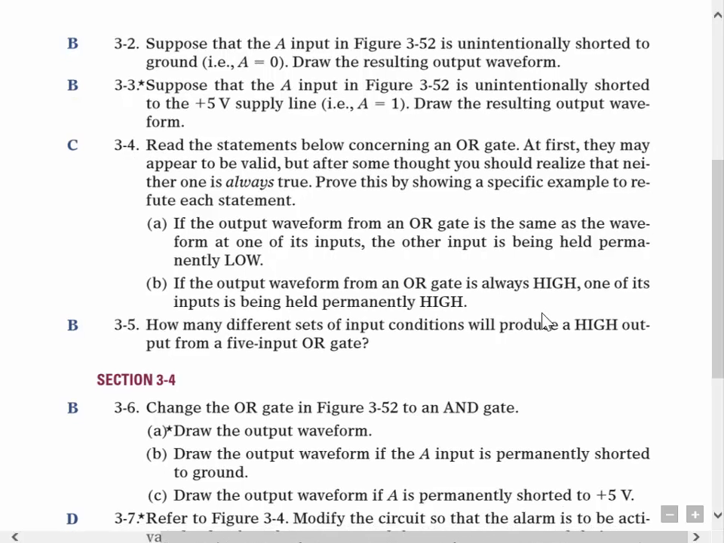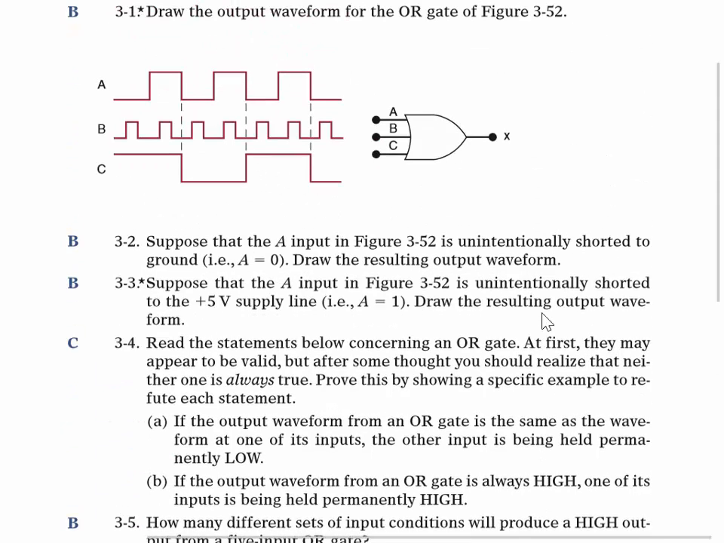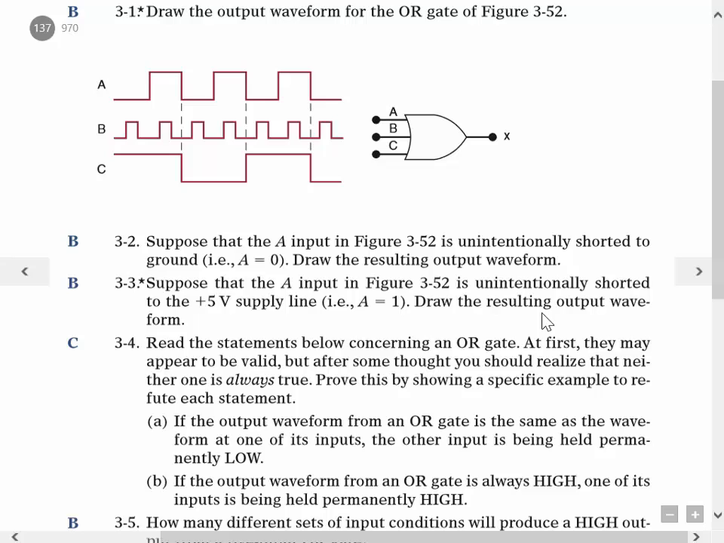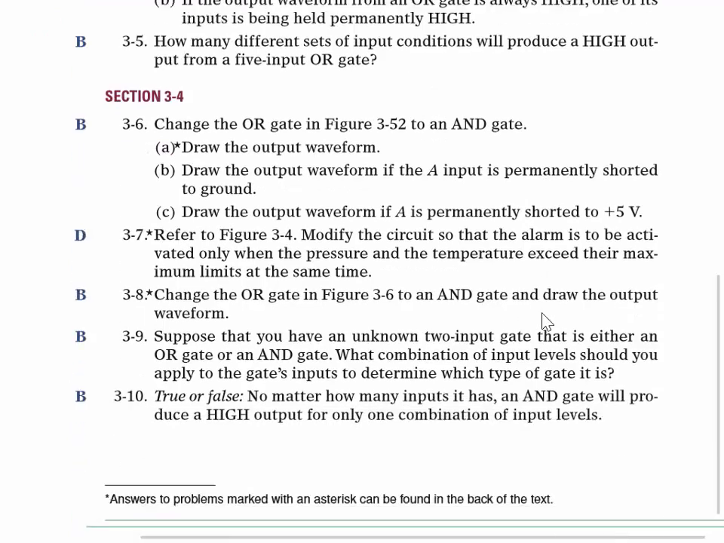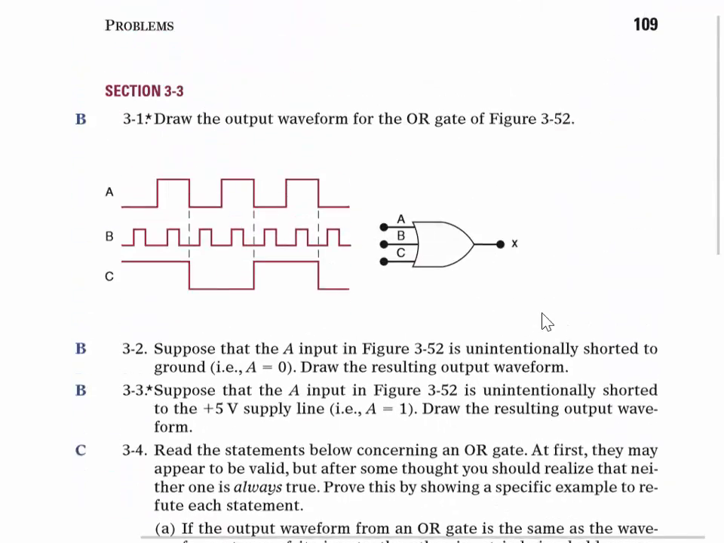Problem 3 is a troubleshooting problem. It says assume that the A input is unintentionally shorted to 5 volts. Well, that one's fairly easy, because if you short A to 5 volts, then the output is just 5 volts. In other words, if A is accidentally tied to VCC, then your output is going to be high. And then again, we repeat the problem with an AND.